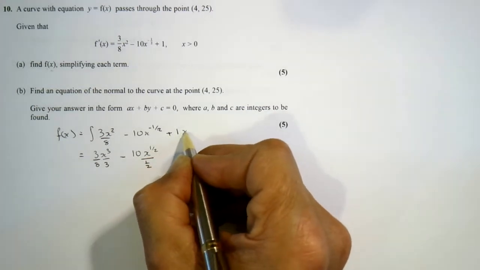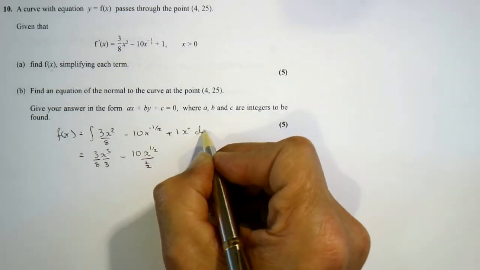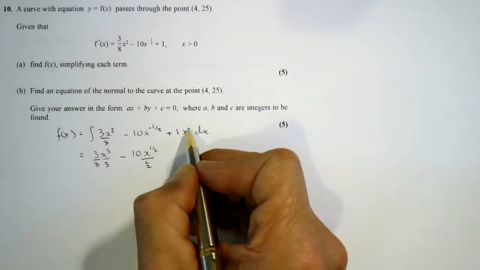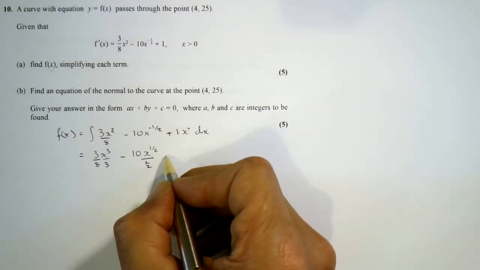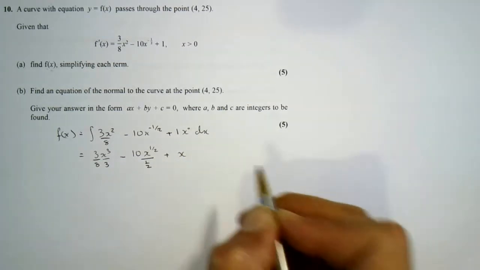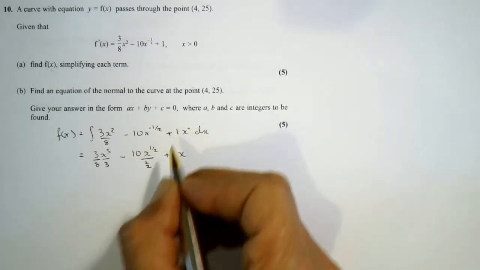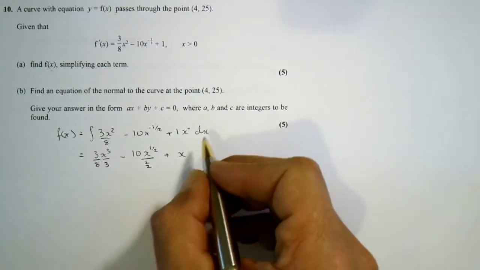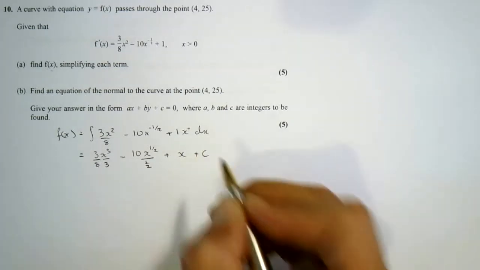Add 1, this is really add 1 times x to the power of 0. So we're going to add 1 to the power of 0, we get 1, and we divide by 1. I'm not writing that 1 in, I'm not going to divide by 1 either. And then we add c.